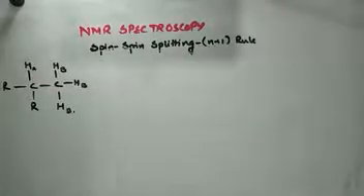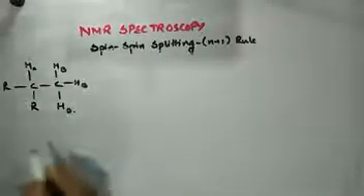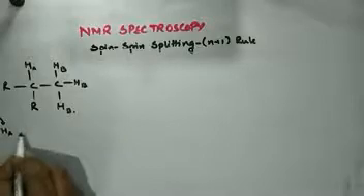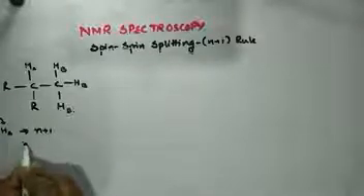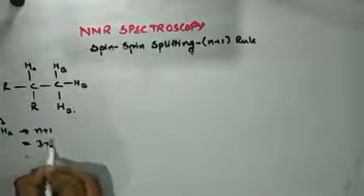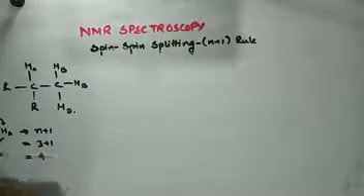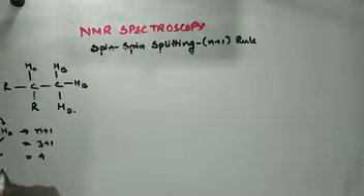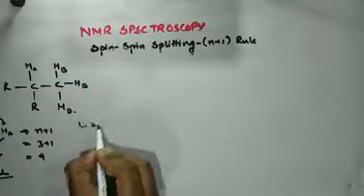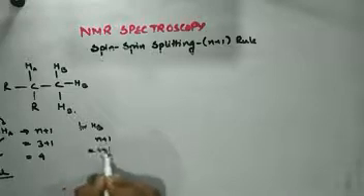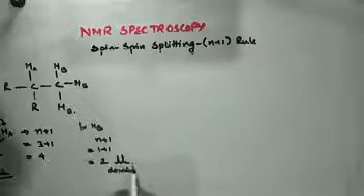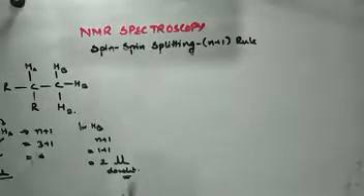Now let's look at this particular example. Here we know that for HA we get n plus 1, where n is the number of hydrogens on the adjacent carbon atom: 1, 2, 3. So 3 plus 1 is equal to 4, and HA will appear as a quartet. For HB, n plus 1 is 1 plus 1 equal to 2, so we get a doublet. This will be the spectrum for this kind of molecule.